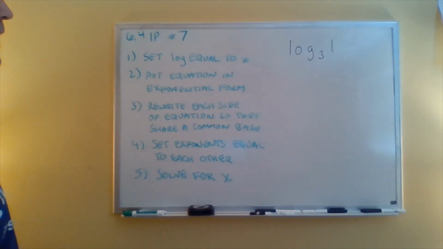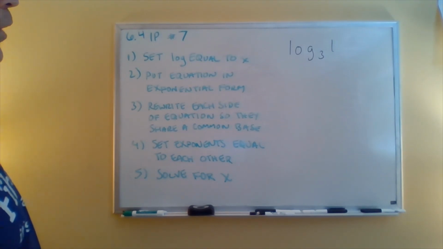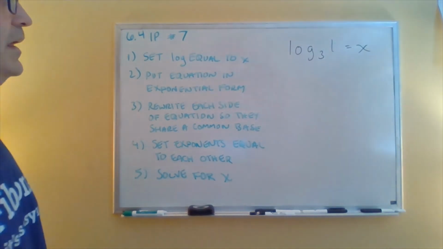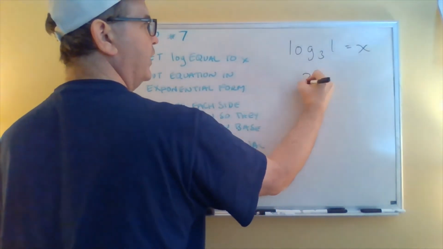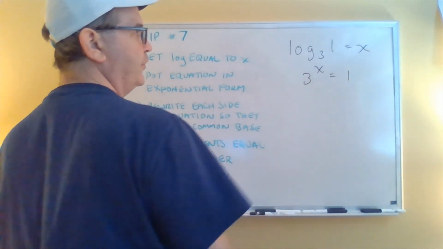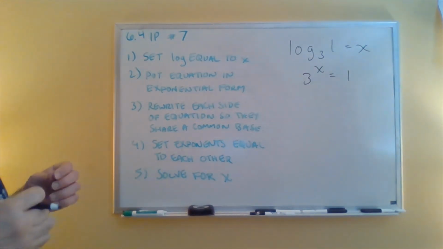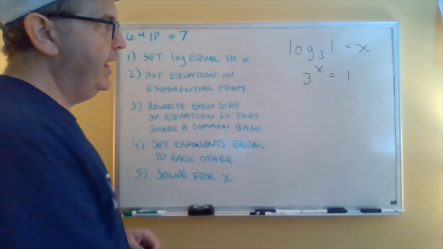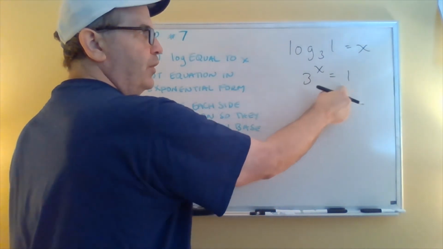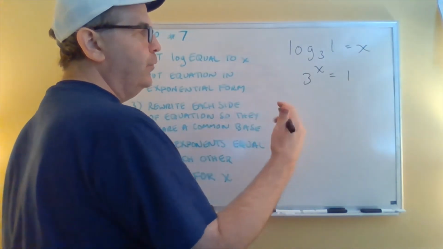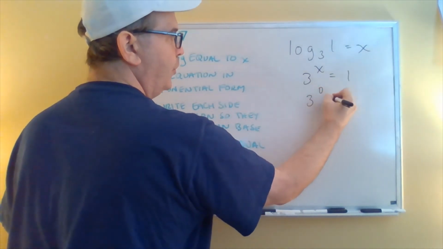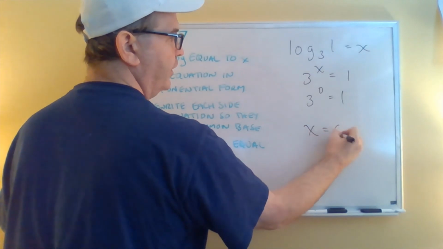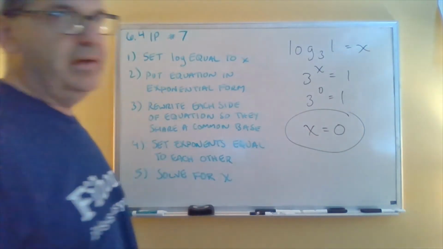Number 7, we are asked to evaluate the log base 3 of 1. So let's set that expression equal to x, and then rewrite that equation into exponential form. So we'll get 3 raised to the x equals 1. Well, now we have to think back to those properties of exponents we learned back in our Algebra 1 days. What is our exponent if we want it to equal 1? Anything raised to the 0 power equals 1. So in this case, our answer for x would be 0.